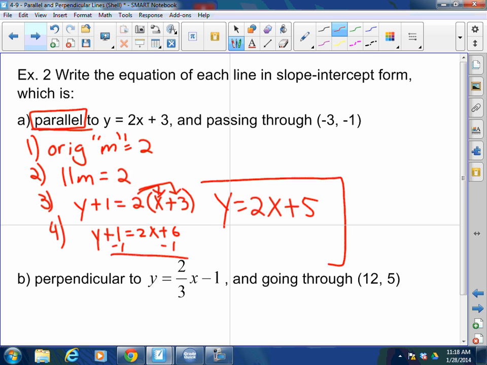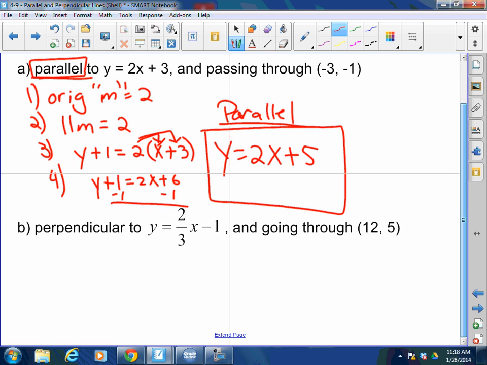That is my parallel line. No, for the quiz, you don't have to put parallel. I will know it's parallel. I'm just trying to teach you, and I want to make sure that you guys understand that that is the finality. That is the end. That is what we are looking for, sir. Thank you, sir. Okay, next.